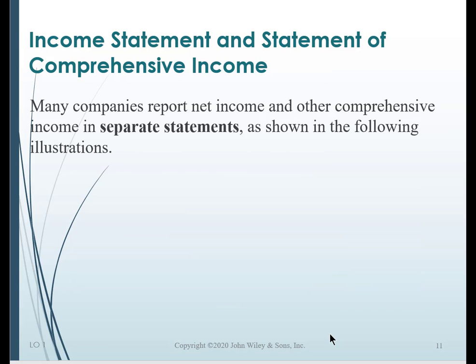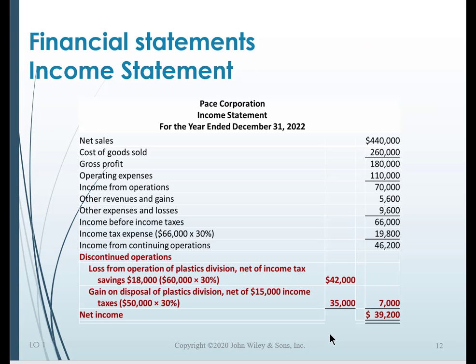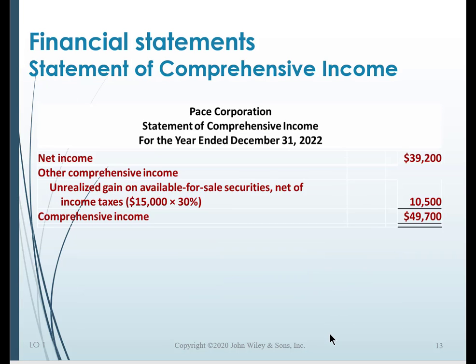So again, many companies report net income and other income in separate statements, right? So we don't have to put it in one statement. Here's one where they're all combined, right? Then here's another one that has a statement of comprehensive income where they have the income and then they adjust it in a separate statement, if you will.